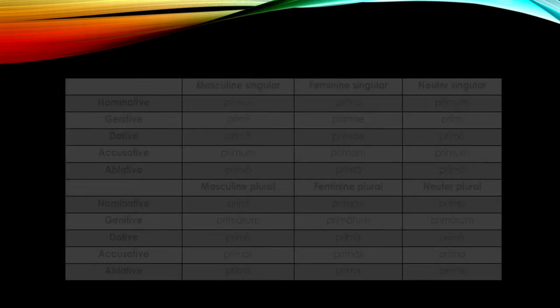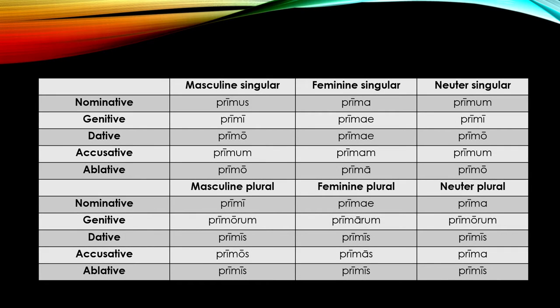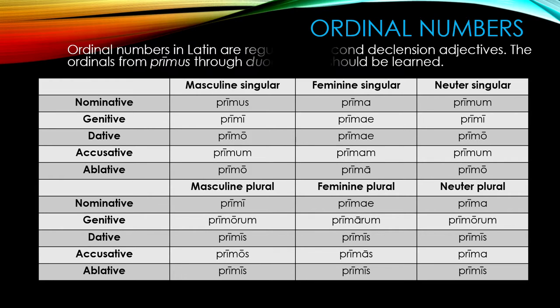The ordinal numbers in Latin are super easy. They're all first, second declension adjectives. You should know the ordinal numbers from primus through duodecimus. As a reminder, the declension of primus, prima, primum is on your screen now.